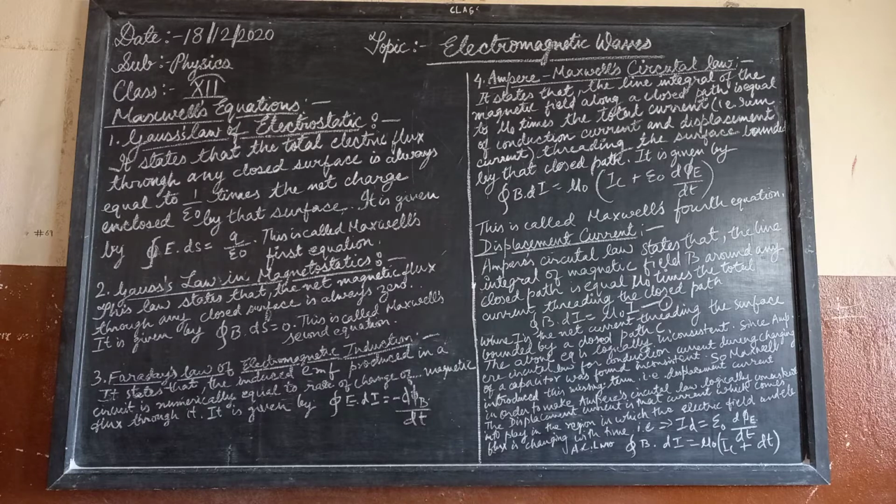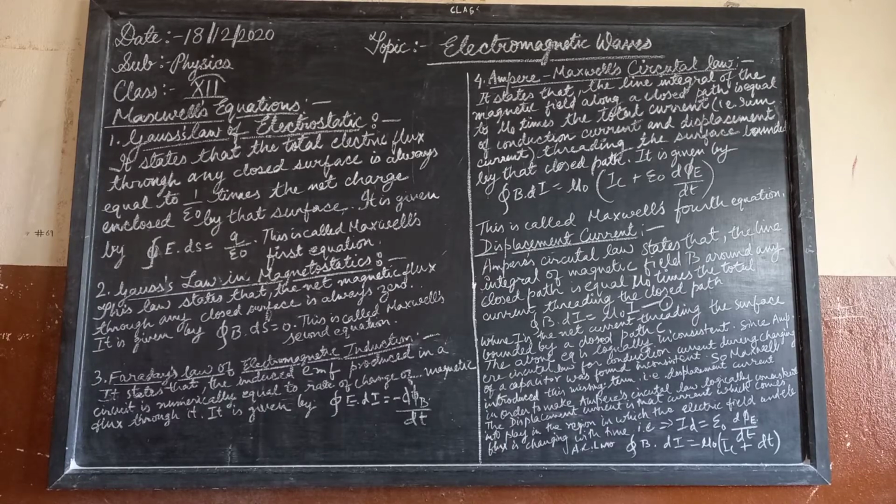Now, Maxwell's laws have been given, and there are four laws of Maxwell which we have in this particular book, where Maxwell has given four laws together. And what are they? The first one is Gauss's law of electrostatics. The second one is Gauss's law of magnetostatics. The third one is Faraday's law of electromagnetic induction. And the fourth one is the Ampere-Maxwell circuital law.